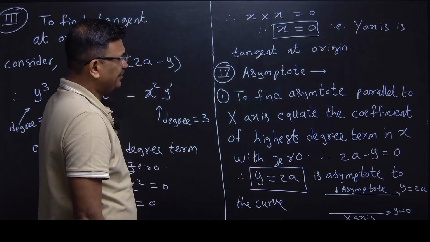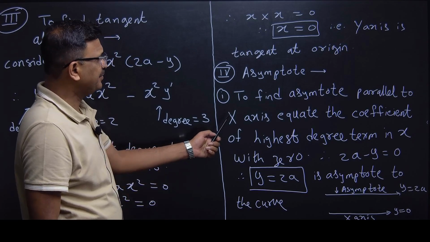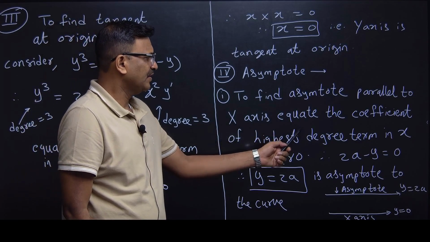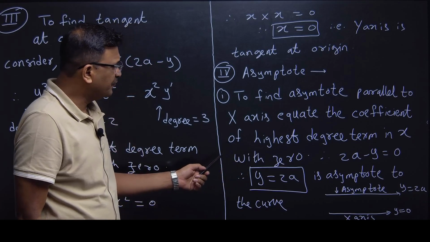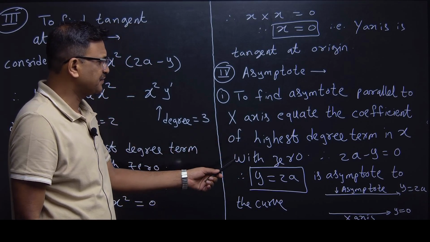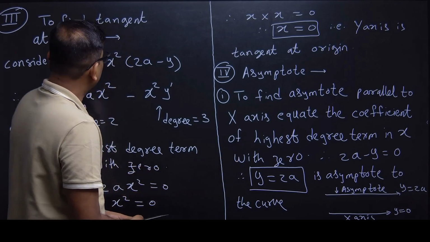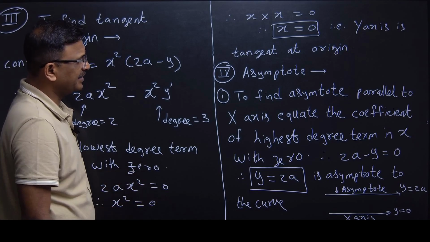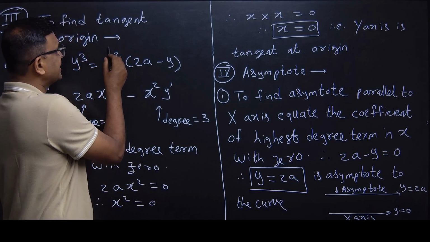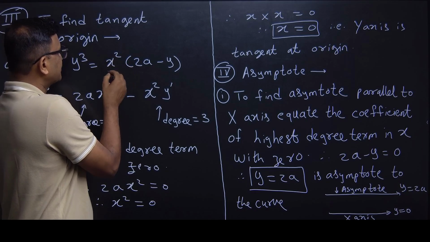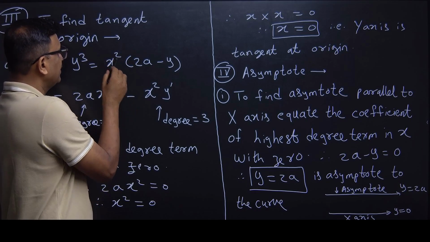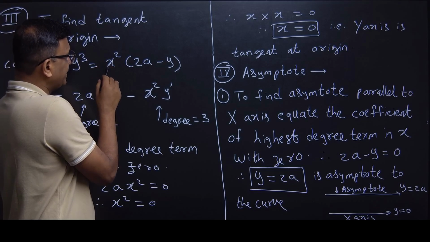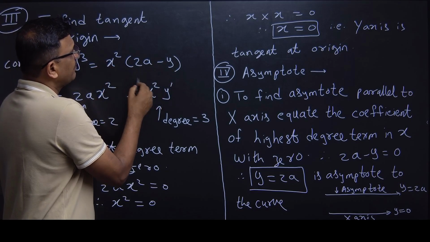Now to find the asymptote parallel to the x-axis, we have to equate the coefficient of the highest degree term in x with 0. Here, the highest degree term is x square. There is only one term of x, that is x square, and the coefficient of that is 2a minus y.